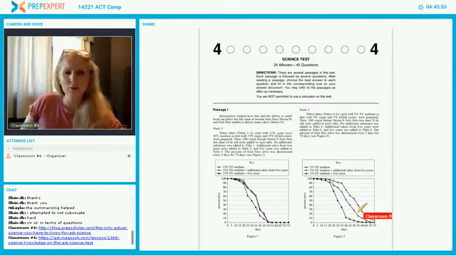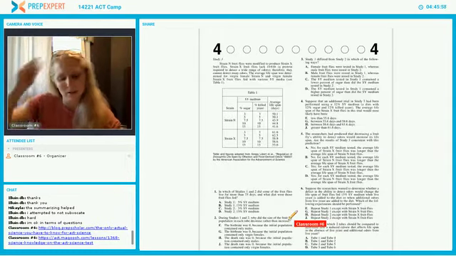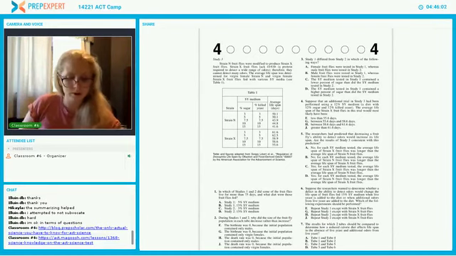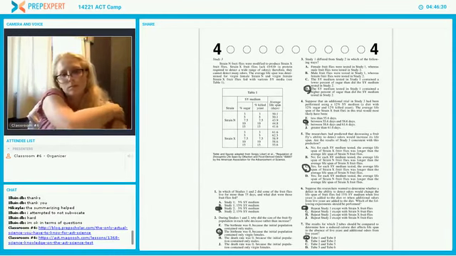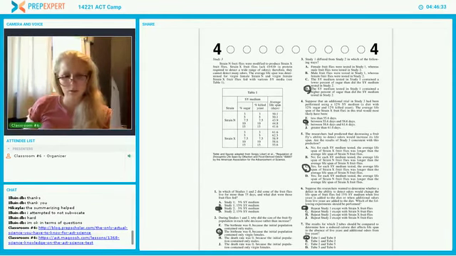So, first passage was about flies. So, question 1 is C. 2 was G. 3 was D. 4 G. 5 C. 6 F. And 7 A. All right. Any questions from the first passage then?